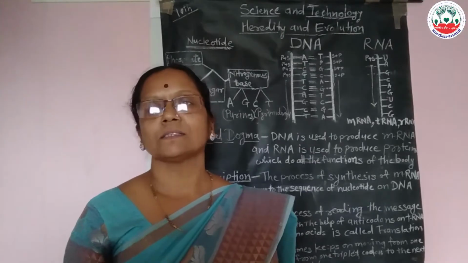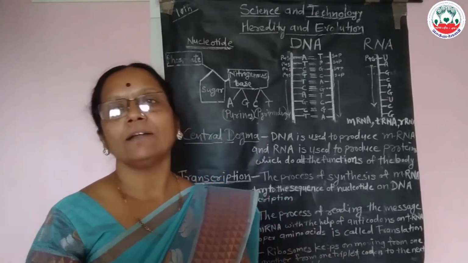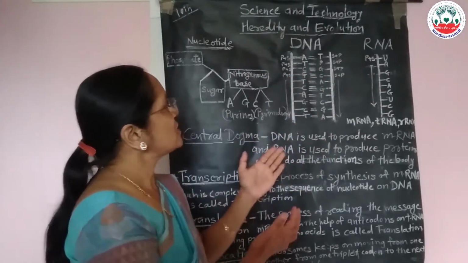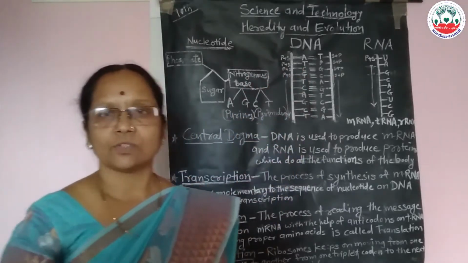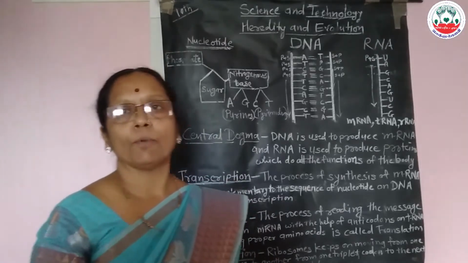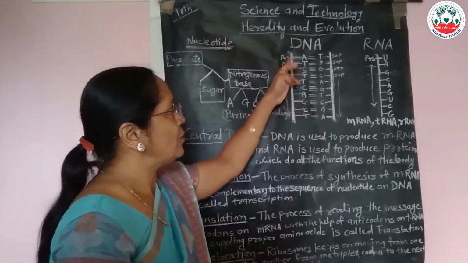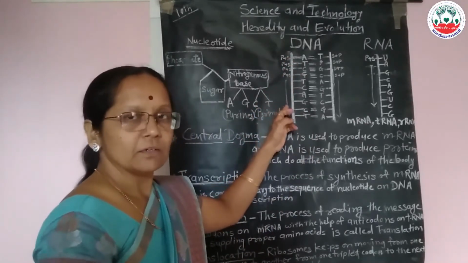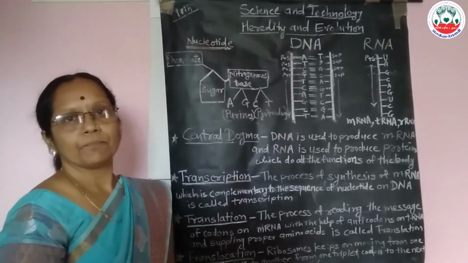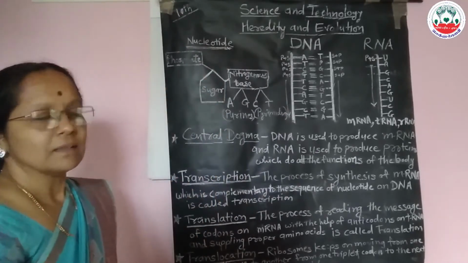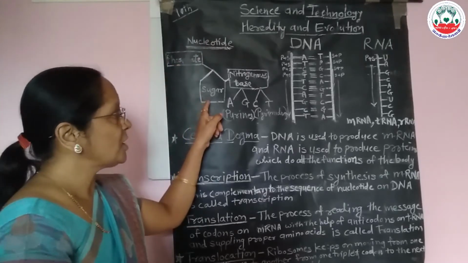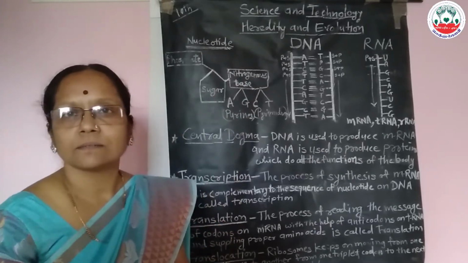Let us revise some of our previous knowledge and revise the structure of DNA and RNA first. First of all, we will see the DNA. Students, DNA is a double helical structure, meaning it is made up of two strands. Each strand of DNA is a polymer which is composed of monomers, and this monomer is a nucleotide. What is a nucleotide then? The nucleotide is made up of a phosphate molecule, a sugar molecule and one nitrogenous base.